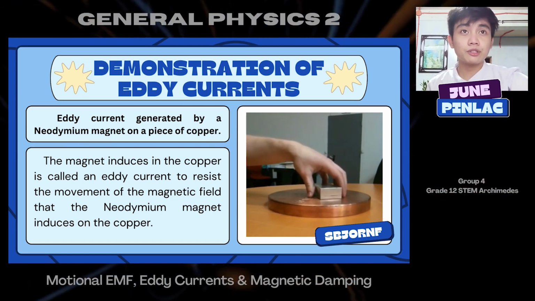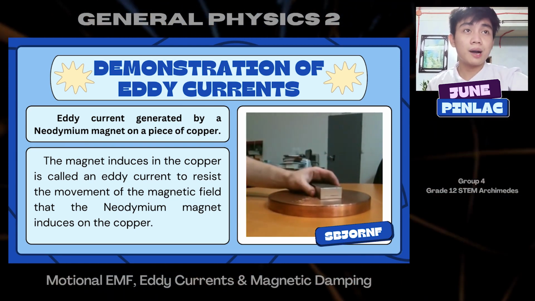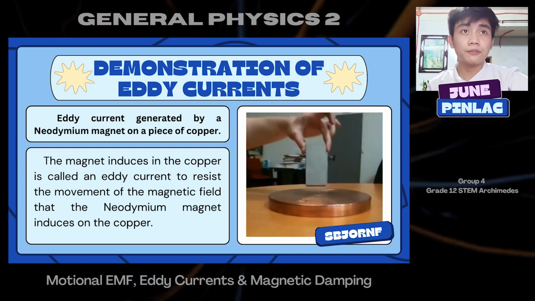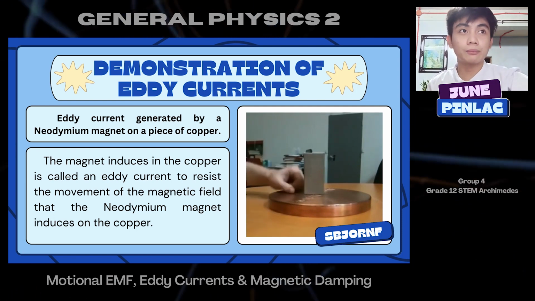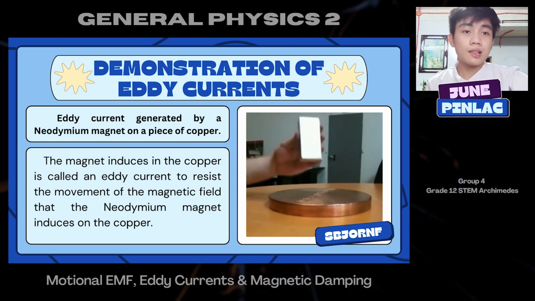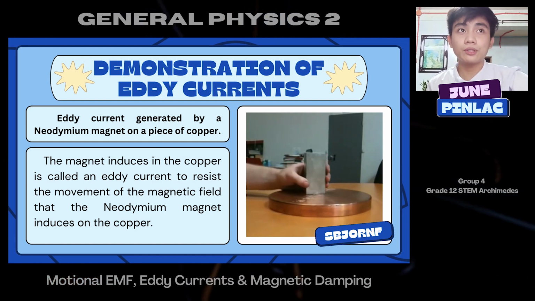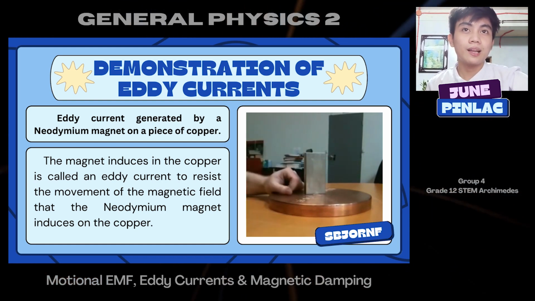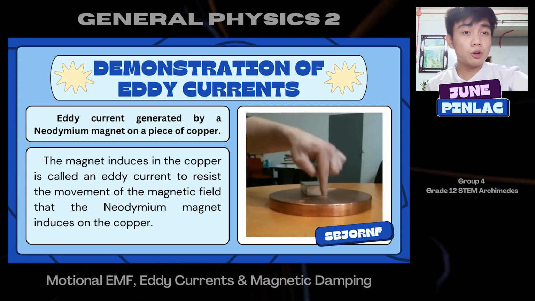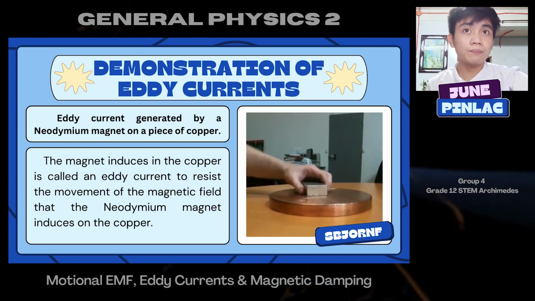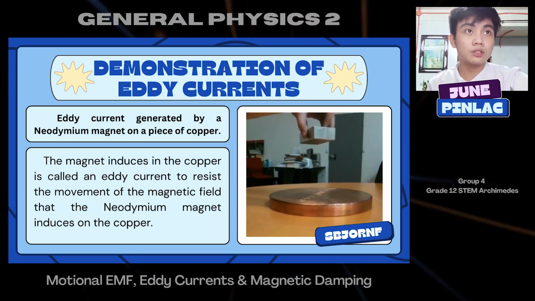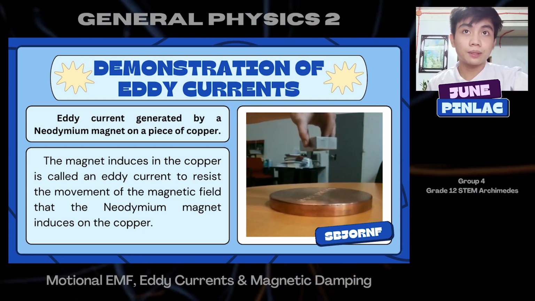In the video, merong silver bar which is the neodymium magnet. It is very large, industrial strength magnet na made of rare earth metal at gawa sa iron, boron, and nickel. Meron itong two sides, north side at south side. Habang ang bronze naman ay piece of pure copper. Ang magnet na i-induce sa copper ay eddy current na bumubuo ng small pools of swirling electrons upang pigilan ng paggalaw ng magnetic field na i-induce ng neodymium magnet sa copper.